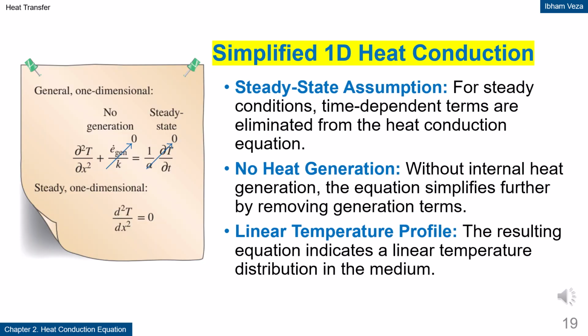Simplified 1D heat conduction. Under steady-state conditions, time-dependent terms are removed from the equation. If there is no internal heat generation, the equation becomes even simpler. This form leads to a linear temperature distribution as the solution. This result is often used in the analysis of simple walls. This simplification helps in understanding the basic behavior of heat conduction.